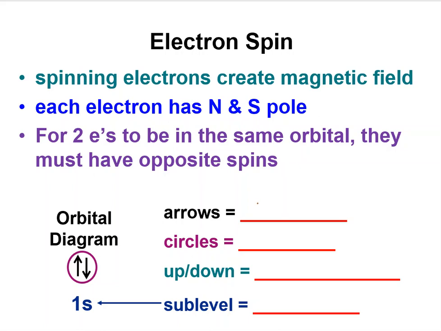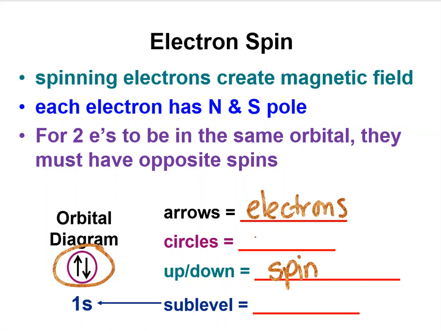Having an up arrow and a down arrow means that they have opposite spins. So the arrows represent the electrons. The direction up and down represents the spin of the electrons. So this is how we show that we have 2 electrons with opposite spins. The circles we've seen before represent orbitals. And this down here represents the sublevel. In other words, the value for n and the orbital type.